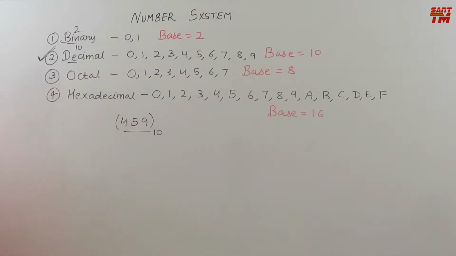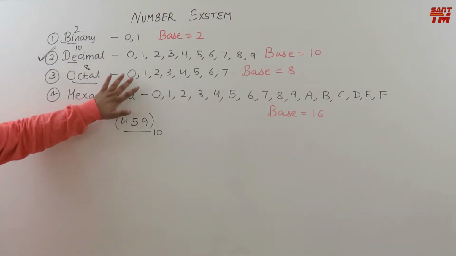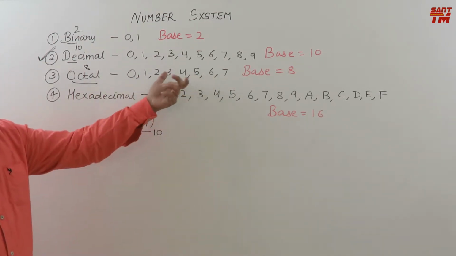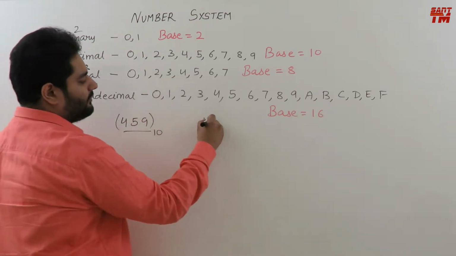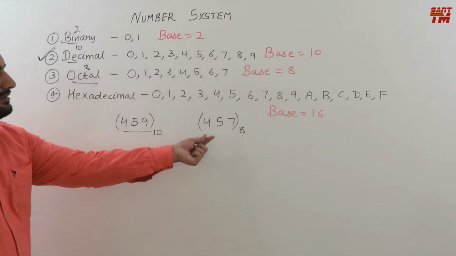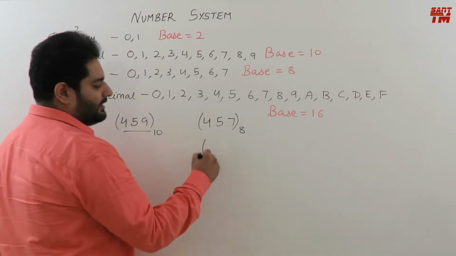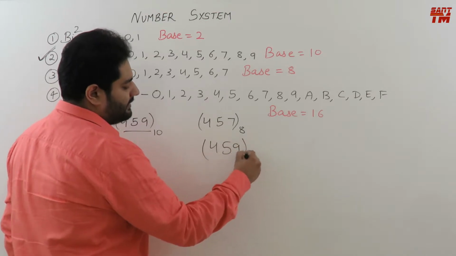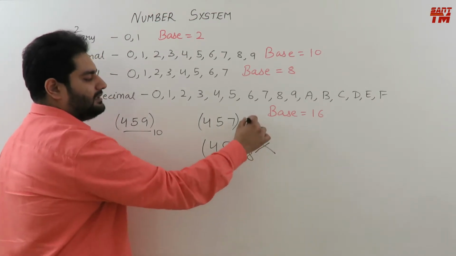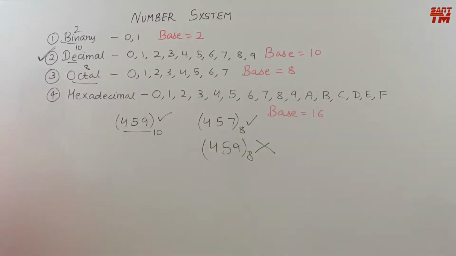Then the octal number system is the third category. In octal, as the name suggests 8, there are 8 digits available: 0, 1, 2, 3, 4, 5, 6, 7. Using these 8 digits only, we have to make numbers. Suppose I make a number 457 and I write it base 8, then this is an octal number, because 4 lies here, 5 lies here, 7 lies here. If I write 459 base 8, then there is no 9 here. In octal number system we cannot use 9, so this is not a valid octal number. This is a valid decimal number because 9 is present in the decimal number system.